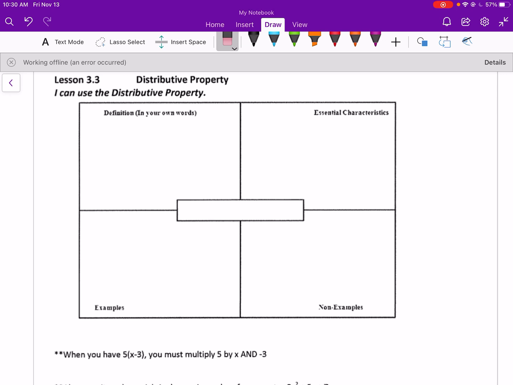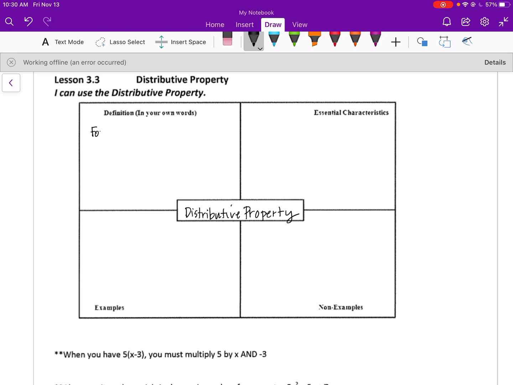Our I can statement today says, I can use the distributive property. So if you can use it, I guess we better talk about it so you know what it is. Distributive property. I'm going to use mathematical language because I think it's good that you're exposed to it, because eventually, probably somewhere in your mathematical career, you're going to have to read it on your own and make sense of it. So let's put it down.